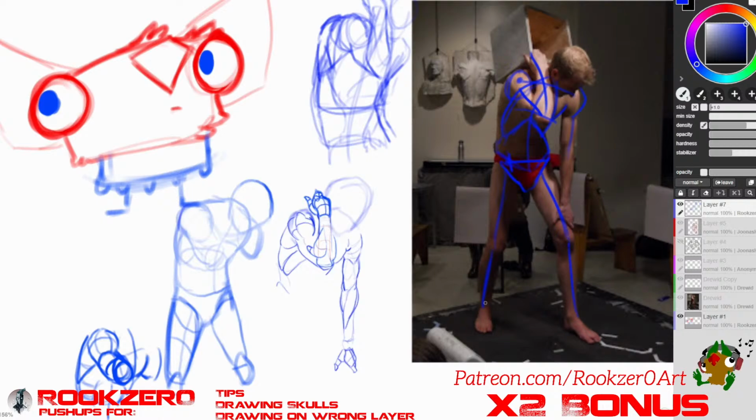Drawing over things to help understand perspective and reference is great. It's a good way to learn. You just have to realize that it needs to be learning. It needs to be you thinking about why you're doing it. What are you getting from this? What are you looking at?